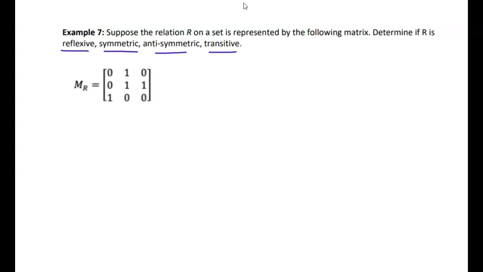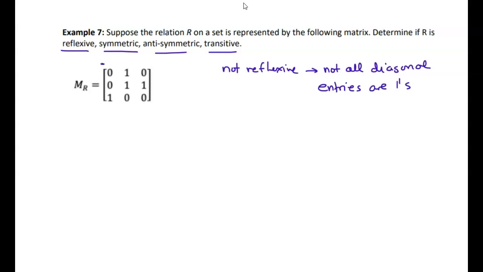Okay? So reflexive means that all of the diagonal entries would be 1. In this case, we have A, B, B, C in there. Because we don't have all the diagonal entries to be 1, it's not reflexive. So this is because not all diagonal entries are 1s. And these are the main diagonals, starting top left and going bottom right.